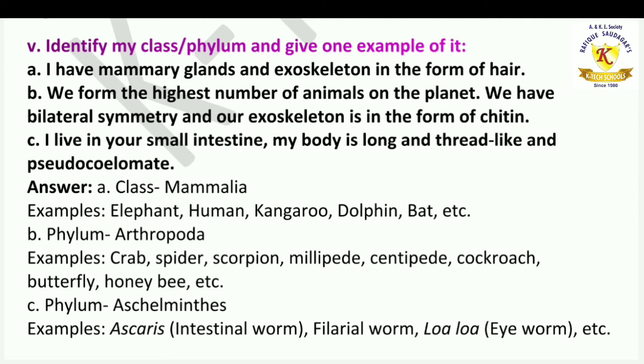C. I live in your small intestine. My body is long and thread-like and pseudocoelomate. Answer, phylum is Aschelminthes. Example, Ascaris. It is the intestinal worm. Filarial worm. Loa, that is eye worm, etc.